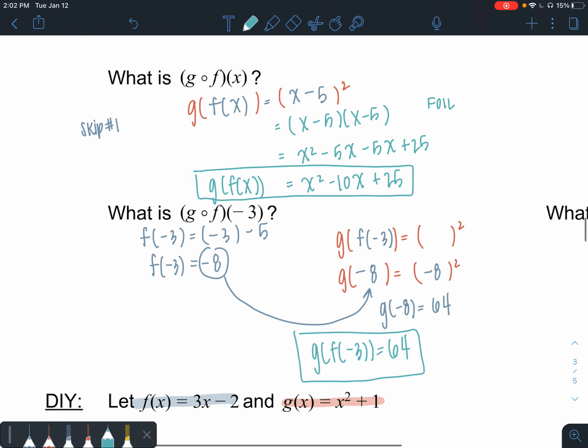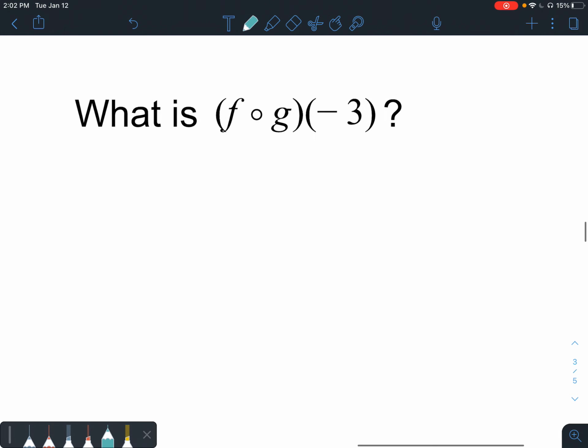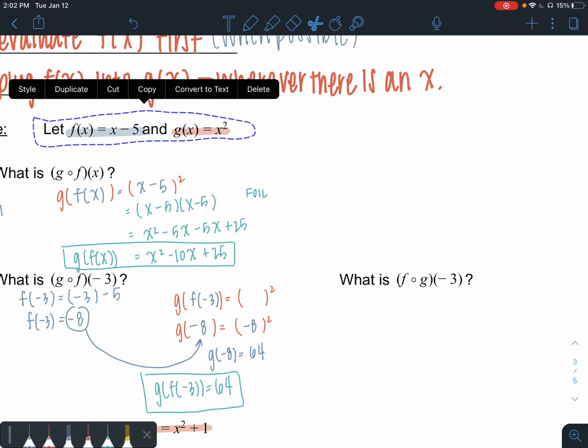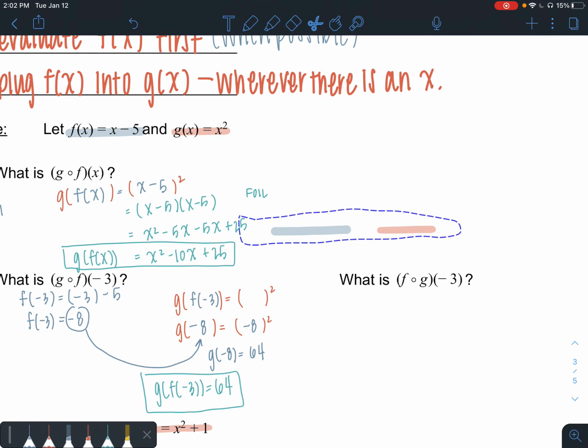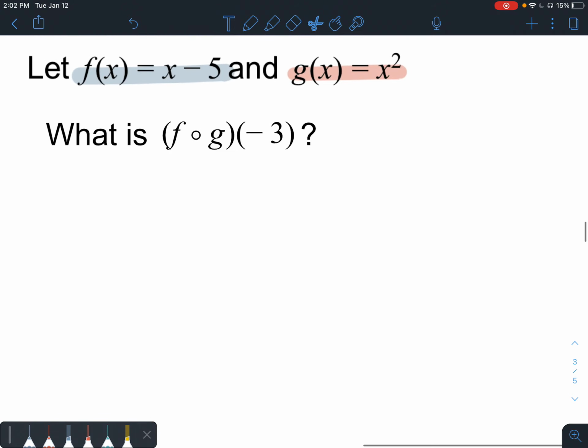Let's do another one together. Let's find f of g of negative 3. Let's actually copy these over here so we have them handy. Okay, so we are finding f of g of negative 3.